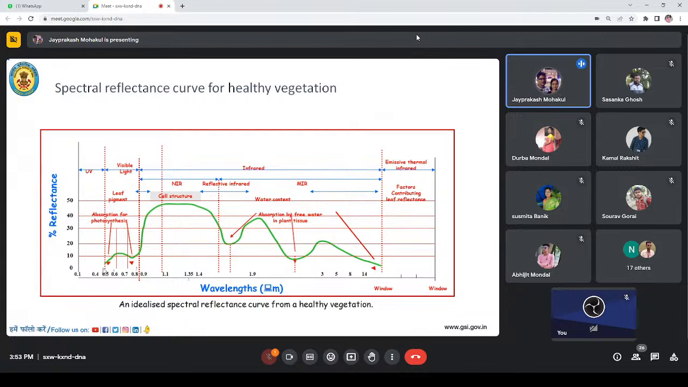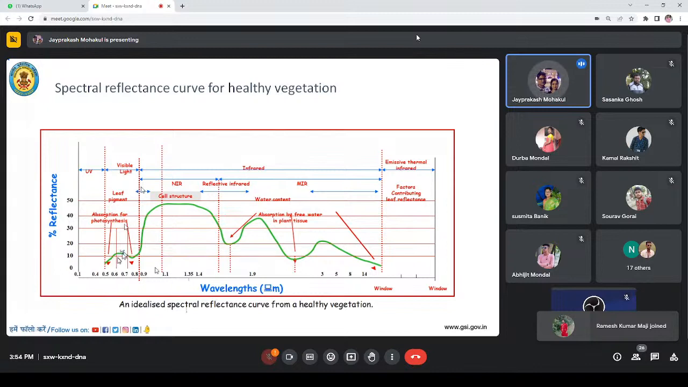Now, this is a spectral reflectance curve of healthy vegetation, from 0.4 to 14 micrometer. As you could see, vegetation looks green because it has a small peak at green, right? All said and done, almost 90% of the total energy that comes in the visible range is absorbed, right? But then again, in the green range, it has a small peak. It reflects more green energy in comparison to blue and red, right? The energy in the blue and red range is basically absorbed for photosynthesis, right?